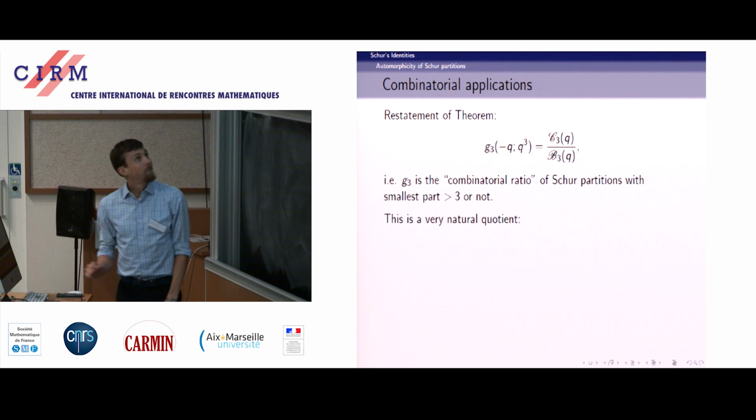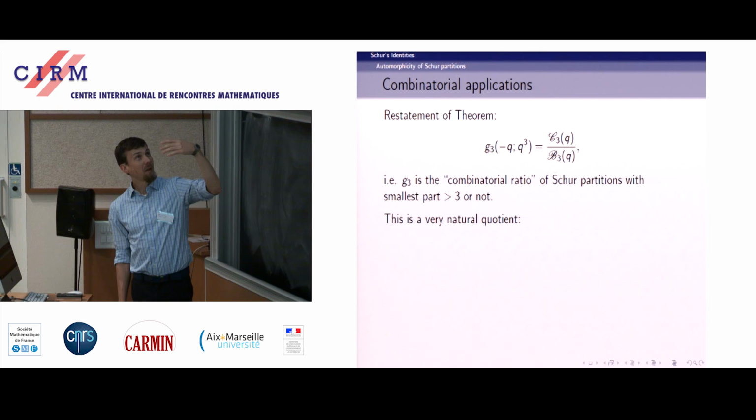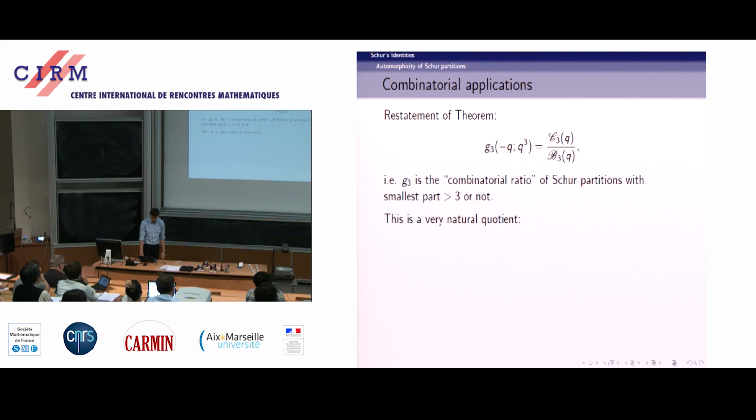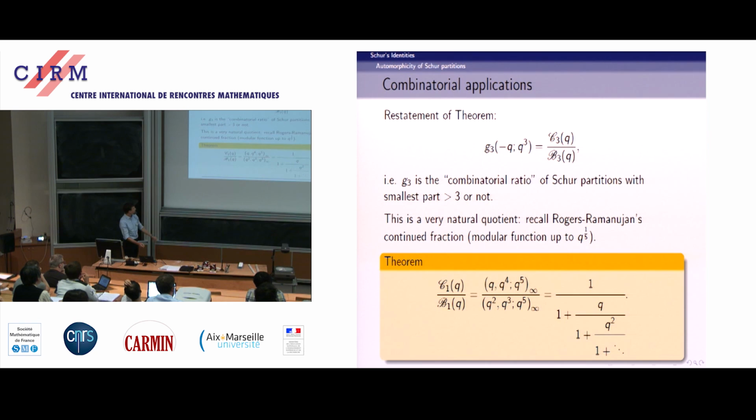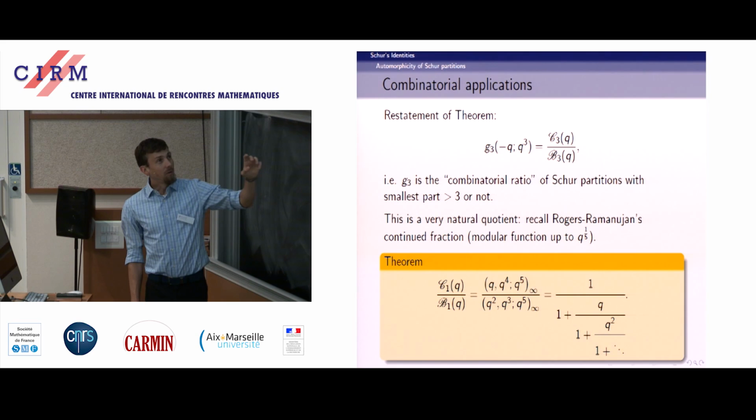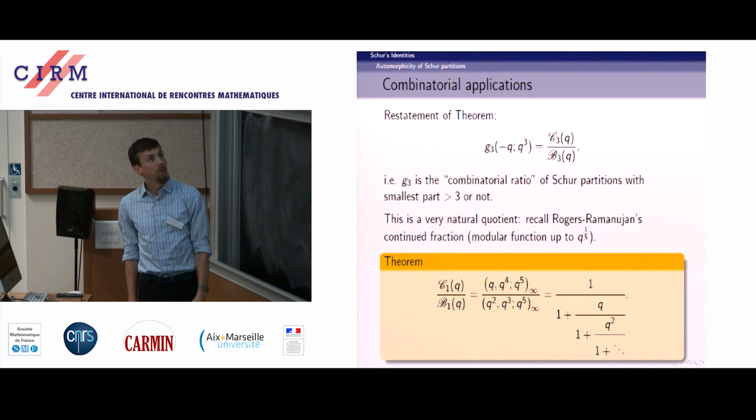So let me further convince you that this is a natural, meaningful, and really quite striking way of writing this result. And I'll ask you to recall, or tell you for the first time, about Rogers and Ramanujan's very famous continued fraction. If you recall, the subscript 1 was for the Rogers-Ramanujan partitions. Actually, I never defined script B and script C, but I mean the generating functions for the first and the second Rogers-Ramanujan partitions, respectively. Here are what the products look like.